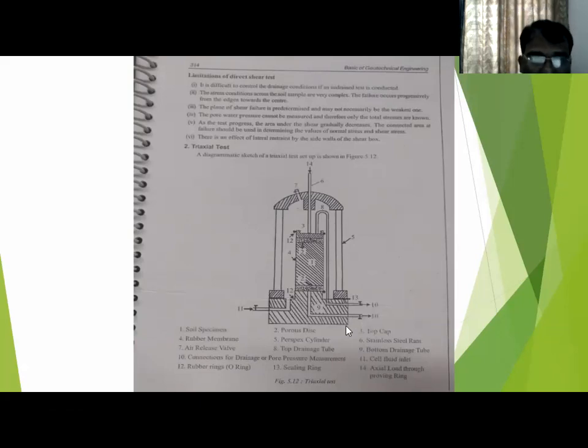Then the 11th one is the cell fluid inlet. Whatever water you are entering is from here. Rubber rings, of course, around this one. Around this one, you will have to put rubber rings. Sealing ring and then axial load through the proving ring.